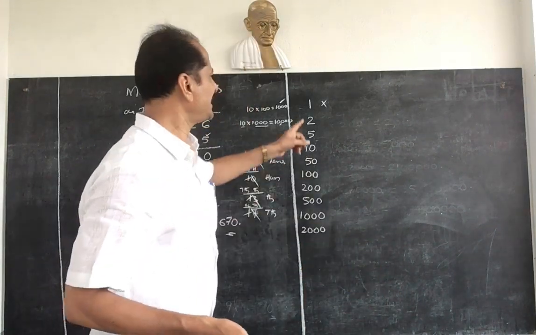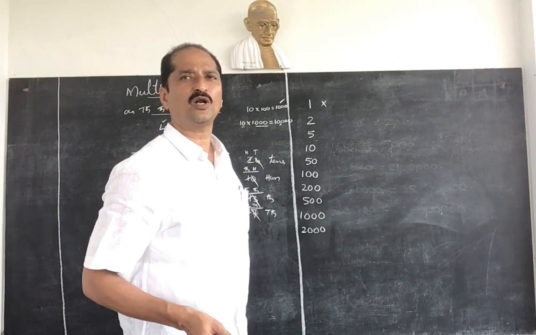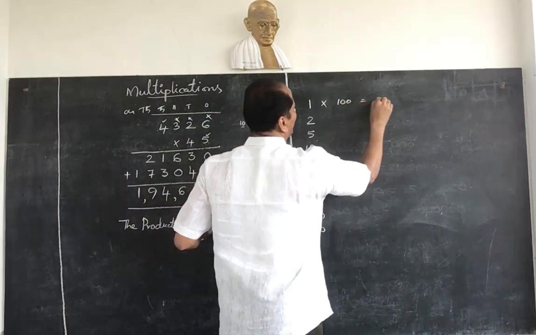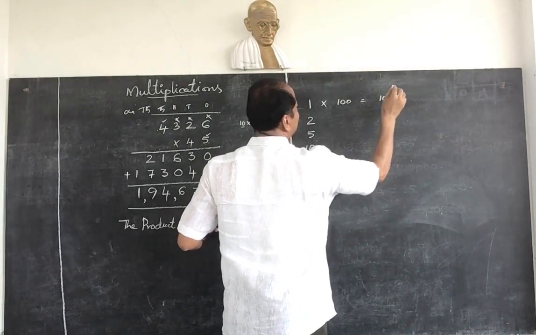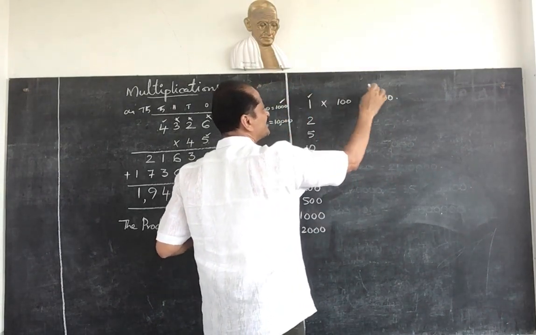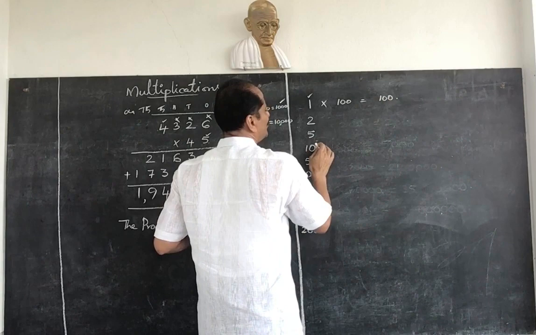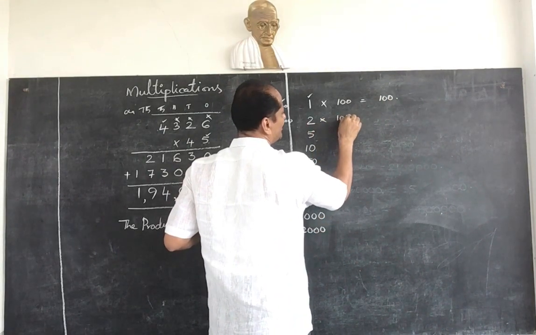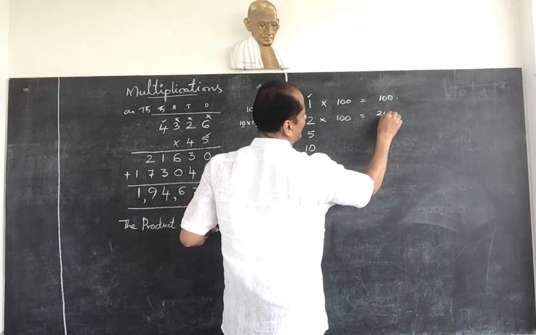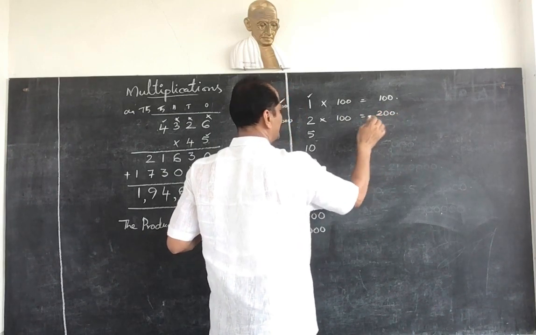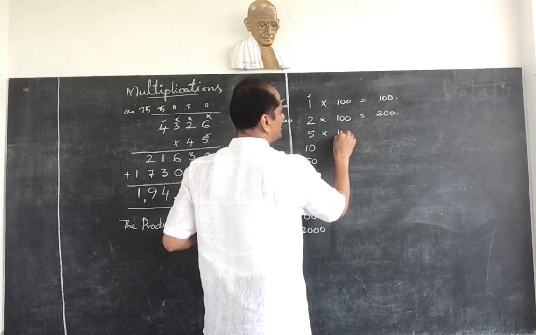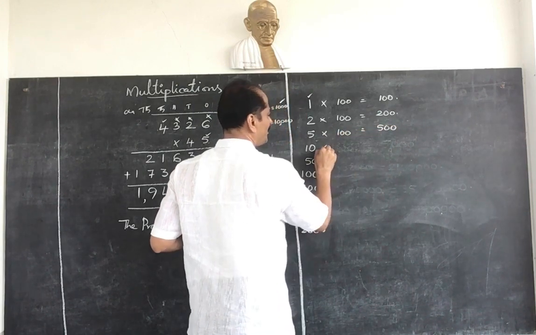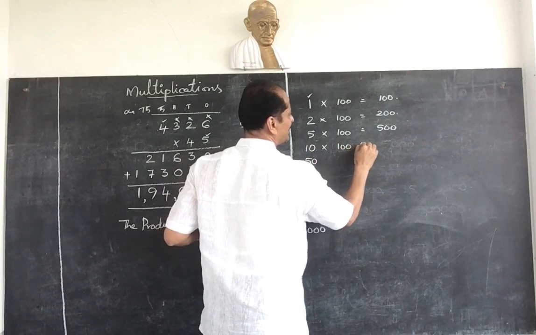If a bundle contains 100 1 rupee notes, that is nothing but 1 into 100 gives 100 rupees. So that means the value of a 1 rupee bundle is equal to 100. So the value of a 2 rupee bundle, 2 into 100, how much? 200. The value of a 2 rupee bundle is 200. 5 rupee bundle value is 5 into 100, 500. 10 rupee bundle value is 10 into 100.